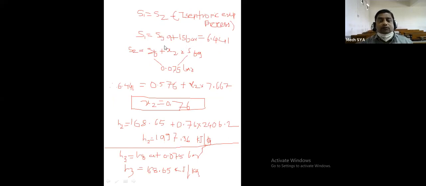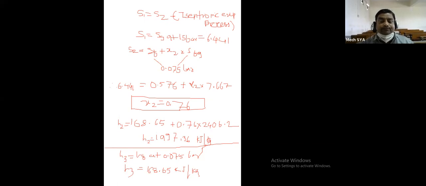Again, from table number 2, where the pressure is 15 bar, S1 is equal to Sg at 15 bar, which is 6.441. So S1 is 6.441 and S2, the point again lying in the wet region, is S2 equal to Sf plus X2 into Sfg. Therefore, Sf we again have to see from table number 2 at 0.075 bar.